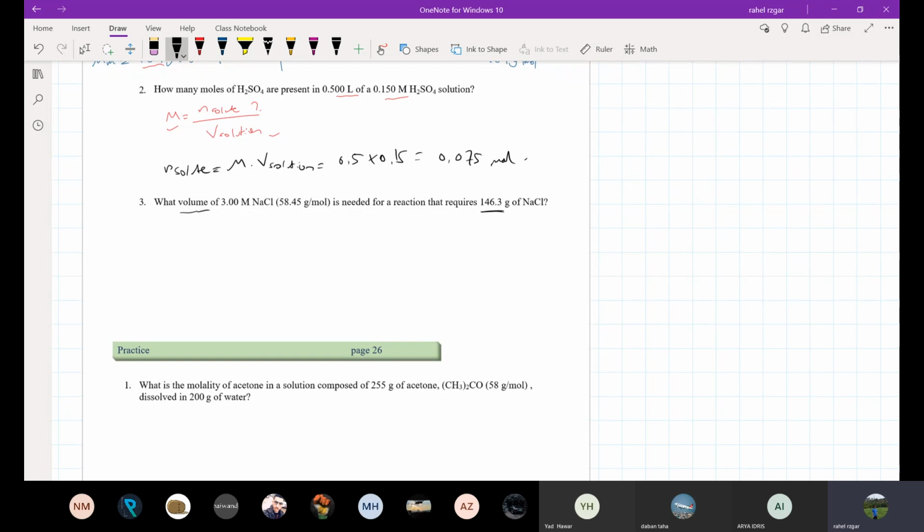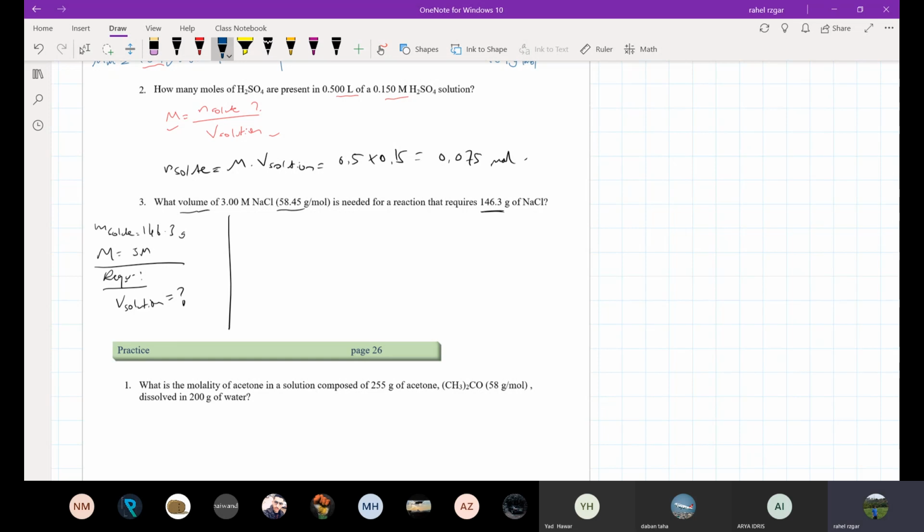So these are the given. This is the mass of solute, 146.3 grams. Molar mass is also given. The solute is NaCl. Molarity is 3 molar. So that is the given. The required is, it says, find the volume of the solution. Now let's start finding that.